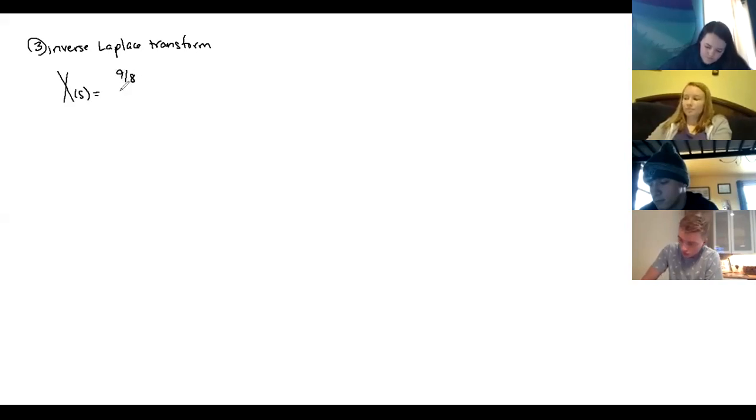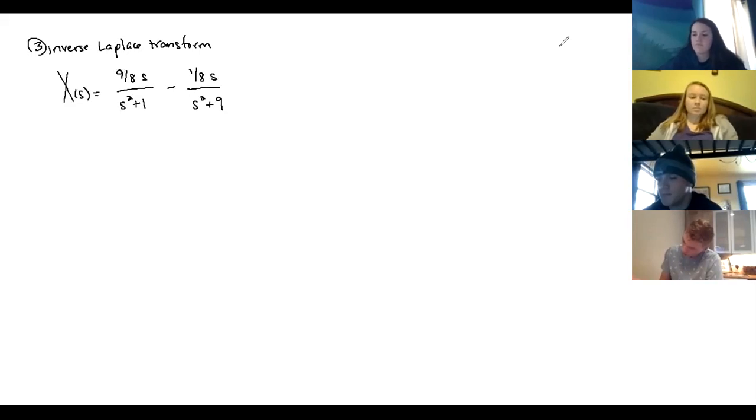9/8 s over s squared plus 1 minus 1/8 s over s squared plus 9. Partial fractions, the details are written out in my notes. You should be able to go through and do the details of partial fractions, but I don't want to spend time on that in this differential equations class because you should know how to do that already. So 9/8 s over s squared plus 1 minus 1/8 s over s squared plus 9.